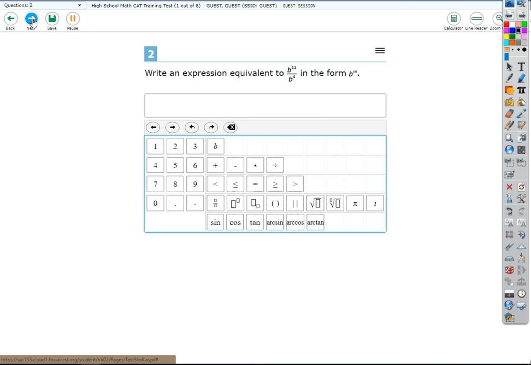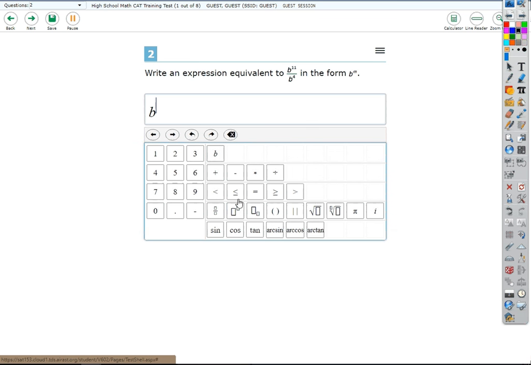Problem two. This is easy for us, right? We've been doing stuff like this quite a bit. What is b to the 11th over b to the 4th? b to the 7th. So I would just go down here and do b, and then I'll click the exponent button, 7, and we got it. Now, I should check everything though on the SBAC test. There's no time limit, so how could I check this?